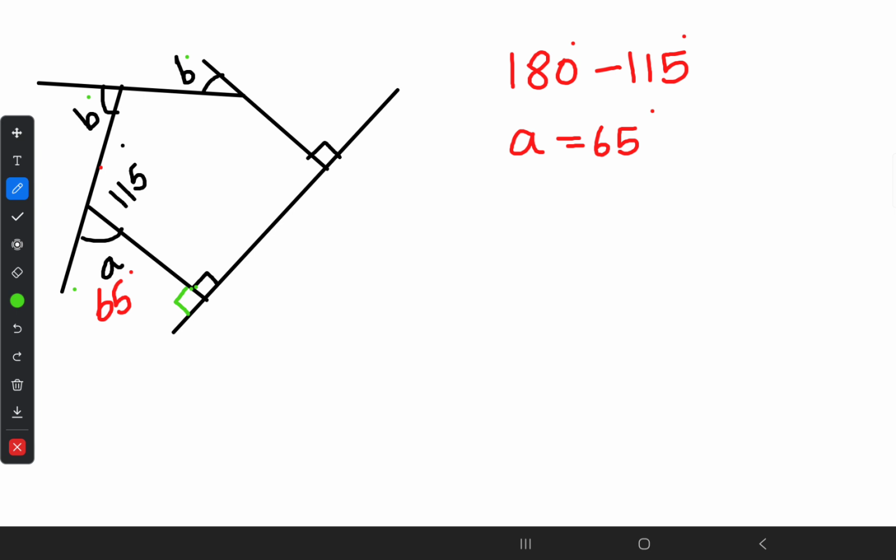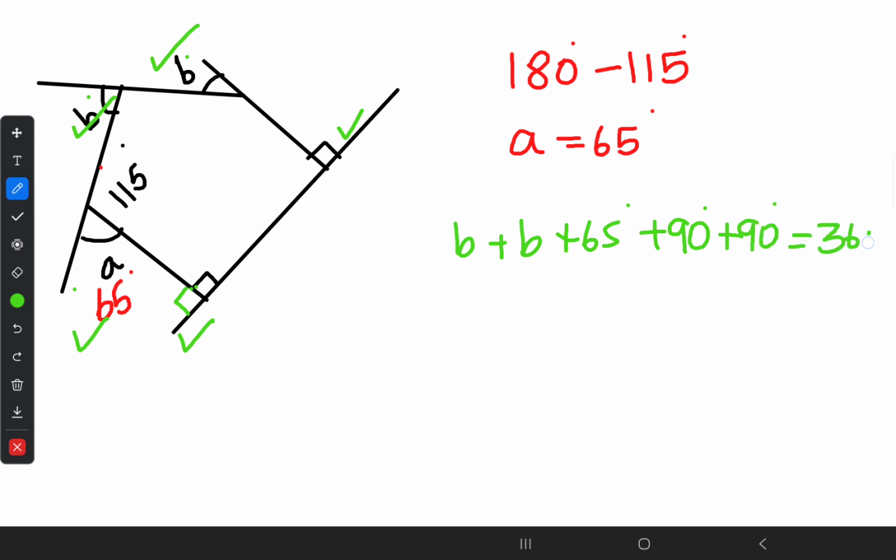Now, I'll write an expression. B plus B plus 65, plus here 90 exterior angle, here also another 90. 90 plus 90. This should equal 360 degrees. B plus B is 2B, 90 plus 90 is 180, plus 65, that would be 245. That equals 360. Thereafter 2B would be 360 minus 245, that will give you 115.